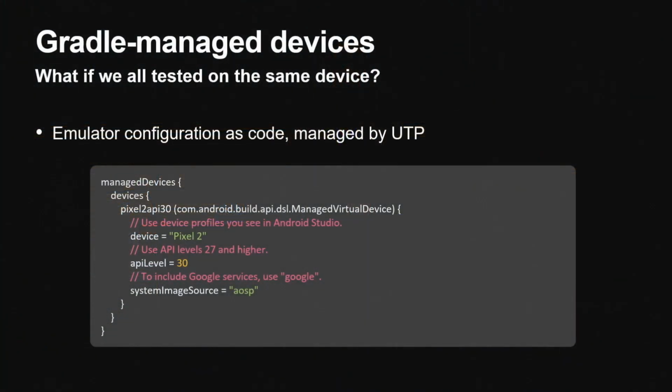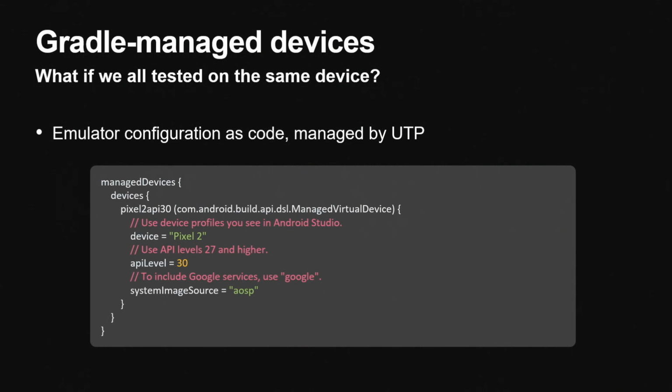And this is an example configuration. So you can see it's relatively basic. We have a managed devices block, and within that, we can define as many devices as we want. Here, we're defining a Pixel 2 at API 30. So we can say which device profile we want, which will be the same as the devices manager in Android Studio. We can then choose the API level that we want the emulator to be, in this case, API 30. And we can choose what system image we want to be using for that emulator.